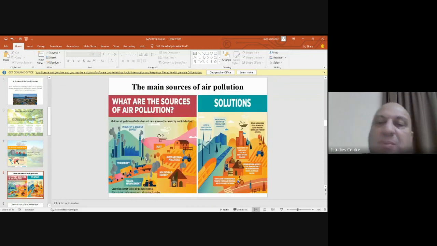With regard to the main sources of air pollution, of course, you know about it. It's the functioning of factories, of transport, also agricultural activities. Yes, we know everything about it, and there were some efforts to stop air pollution. For example, in 1992, the conference was held in Rio de Janeiro. The Kyoto Protocol was adopted in 1998, but about it a little bit later.